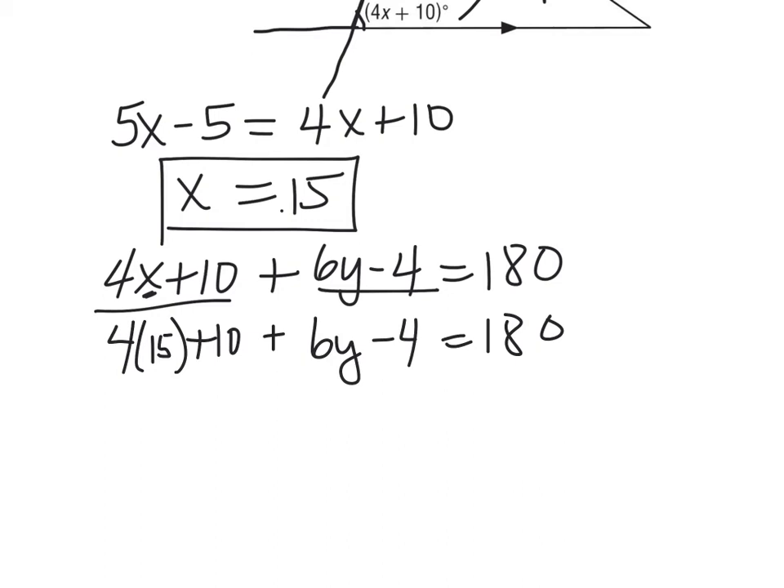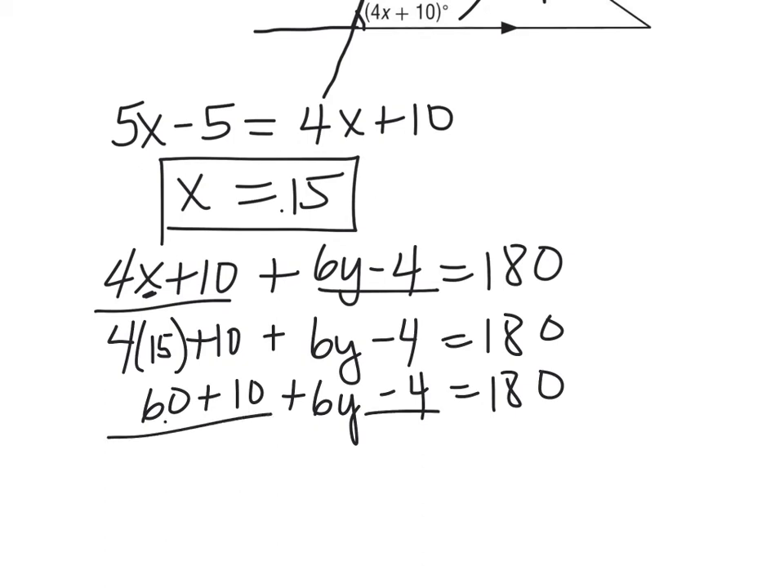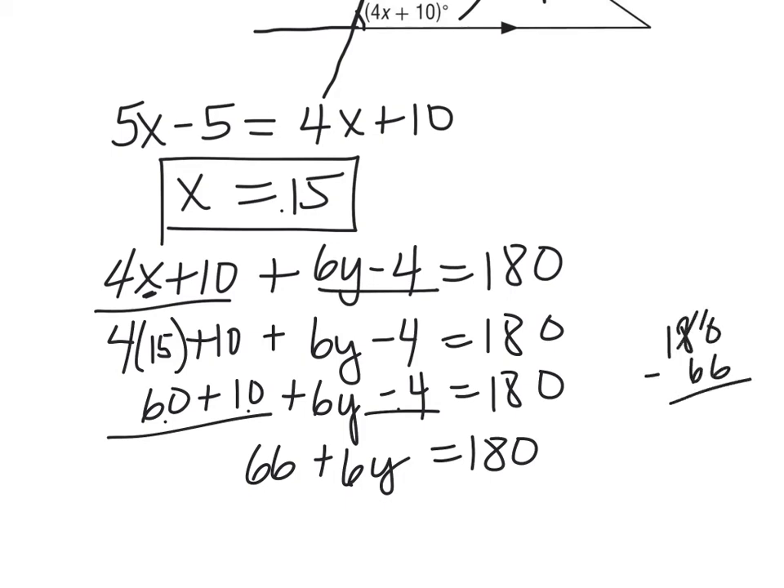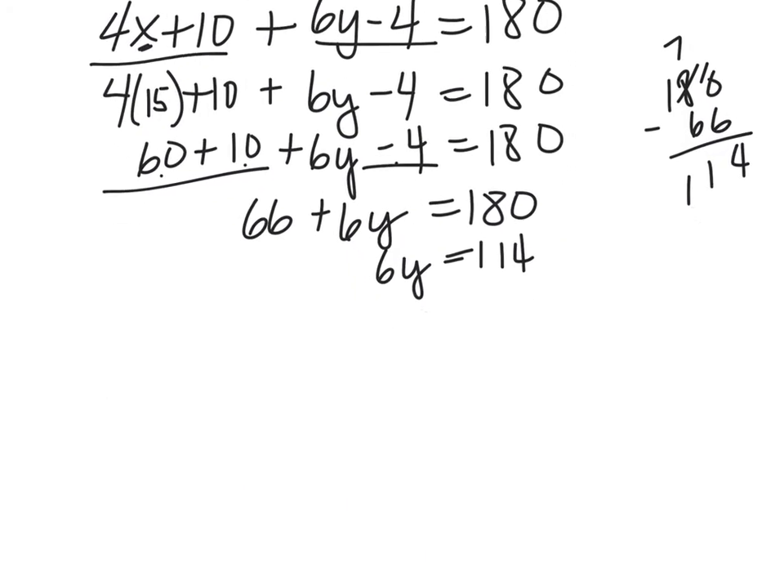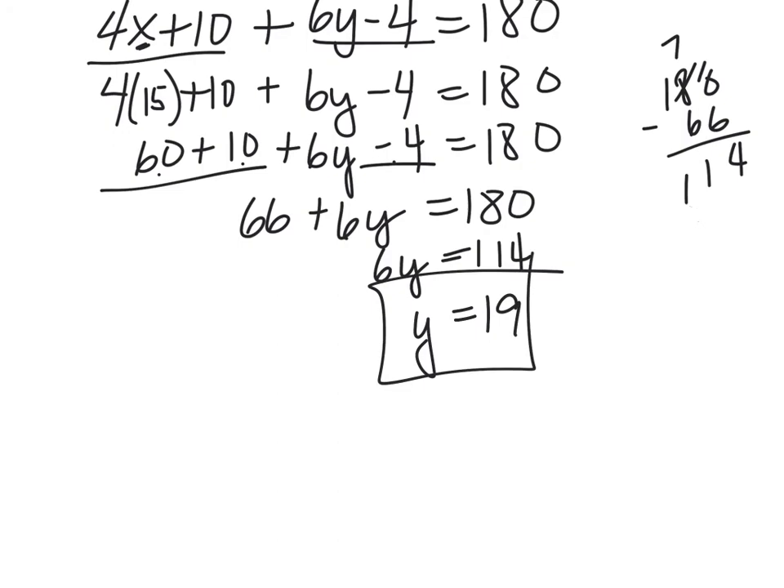So 4 times 15 is 60, plus 10 minus 4, or plus 6y minus 4 equals 180. Remember, we're not going to do any of the opposite signs when you're on the same side of the equation. So I'm going to combine all these. So 60, 70 minus 4 is 66. Okay, and we subtract 66 from 180, 114. So I have 114 equals 6y, and then 114 divided by 6, 19. Y equals 19. So we've solved for our x and our y.